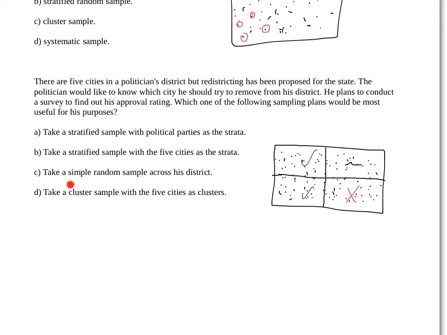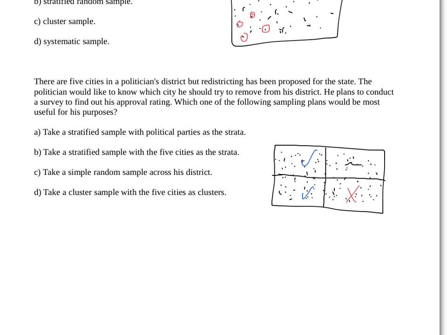Which brings me to the last one, a cluster sample. Now this is the tricky one, right? Because here's a cluster sample with 5 cities as clusters. Here's a stratified sample with 5 cities as strata. What's the difference? I've had a bunch of questions about this on the homework and in previous semesters. I see this one all the time. The distinction between a stratified sample and a cluster sample is that in a stratified sample, you sample from every group. From every subgroup in here, you're going to sample. So you're going to take a sample from all 4 cities here in my diagram.